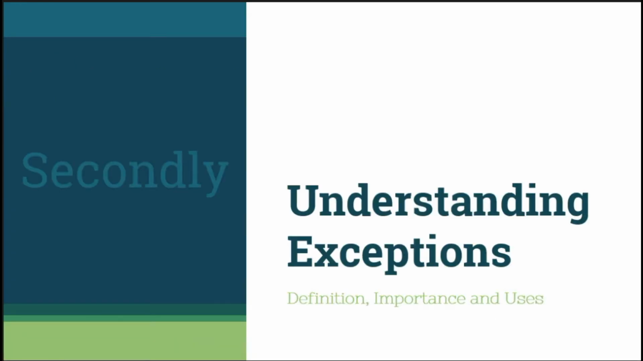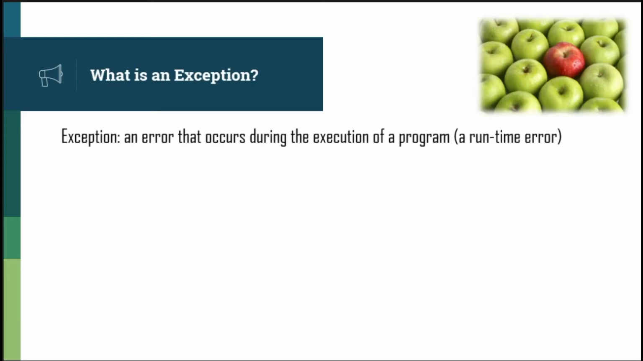Okay, so secondly, understanding exceptions. So the definition, importance, and uses of exceptions. What is an exception? As you can see with the apple here, the red apple in between the green apples, is basically something that a rule doesn't apply to. Something, if we generalize an entire rule, and then you have the one exception. I mean, we take physics, we know how many exceptions there are to rules, so this is basically the same thing.